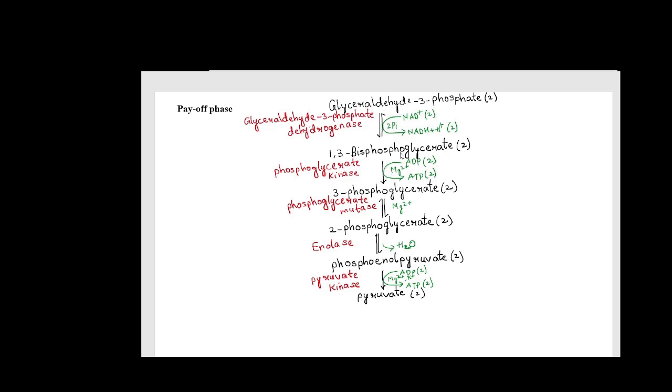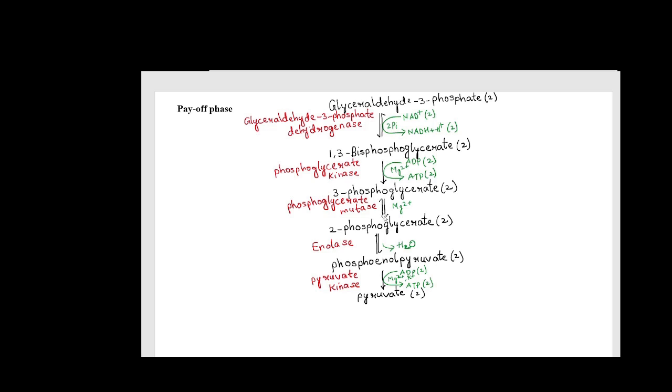So 1,3-bisphosphoglycerate, which is formed, is then converted into 3-phosphoglycerate by phosphoglycerate kinase, and in this step ATP is formed. So one phosphate from 1,3-bisphosphoglycerate is transferred to ADP to make it ATP. Because the phosphate is coming from a substrate, it is called substrate level phosphorylation.